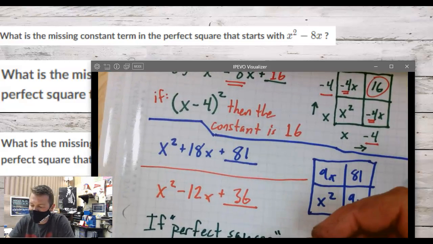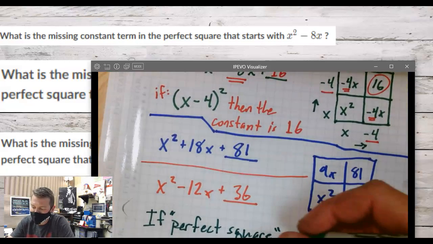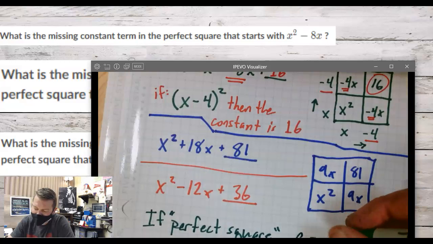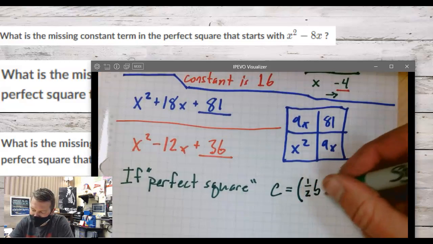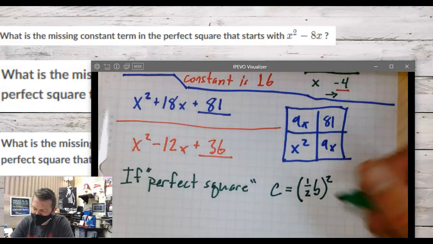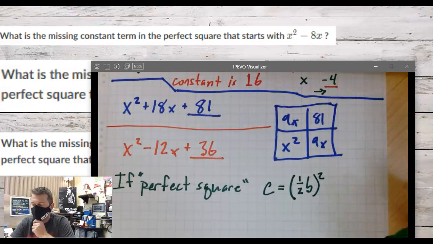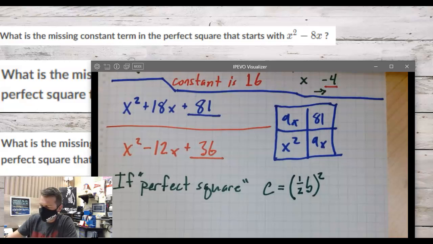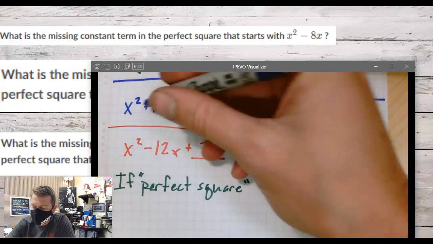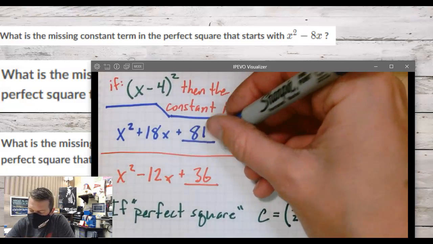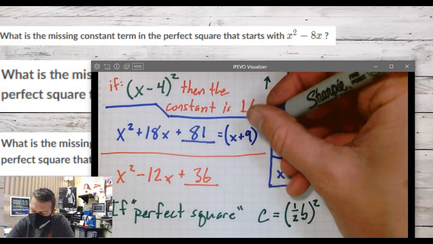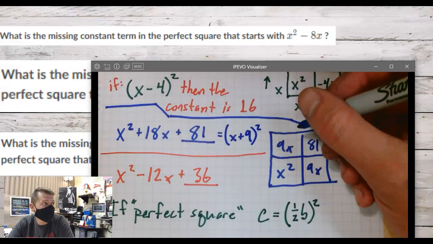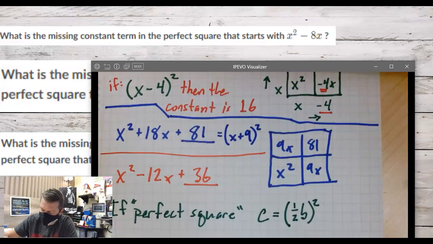If perfect square, our C is going to equal 1/2 B squared. Because what we wanted to do up here is make it into x plus 9 squared, and when we FOIL that out, we get 81 as the constant.